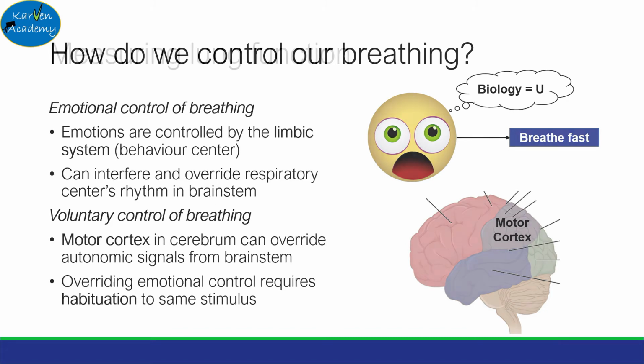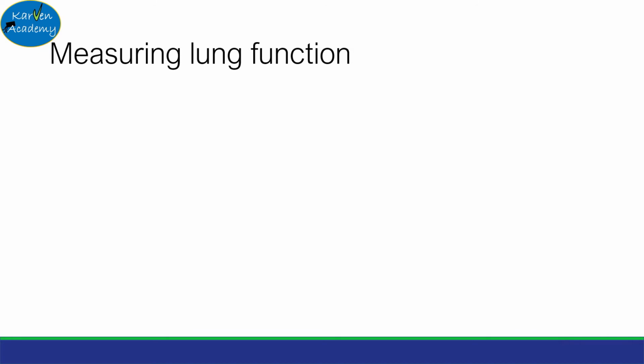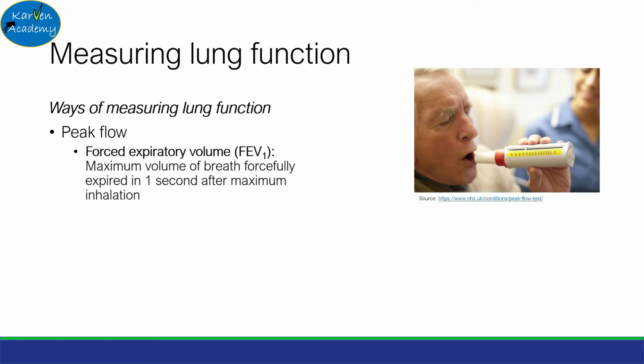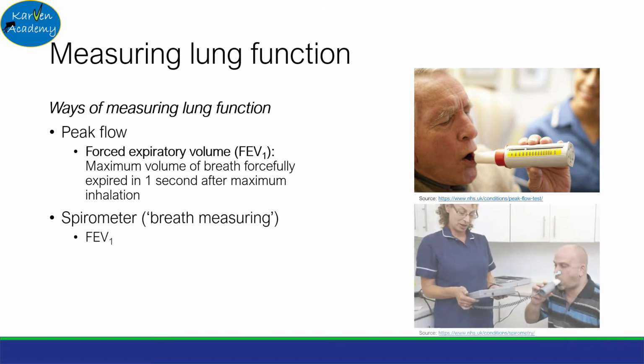Okay, now you should have a good idea of how we breathe. Now let's move on to how we can measure it. There are two main ways of measuring lung function. Peak flow is a way of measuring forced expiratory volume, which is defined as the maximum volume of breath forcefully expired in 1 second after maximum inhalation. If you're an asthmatic watching this video, then this image should be very familiar to you. Another more robust method is a spirometer, which literally means breath measuring from Latin.